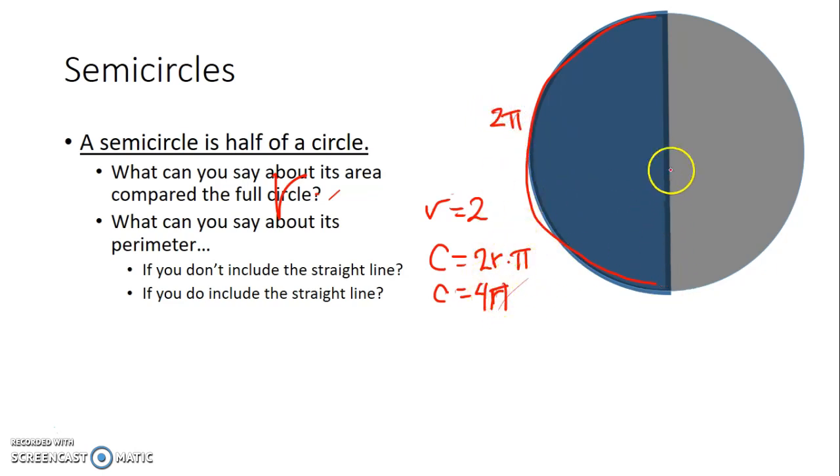But if we want to include this straight line, do we have any information about that? Let's take a look. What's this distance? This is just the radius, so we know that that's 2. What about this? This is also a radius, so that's 2 also. So our overall perimeter would be 2 pi plus 4.